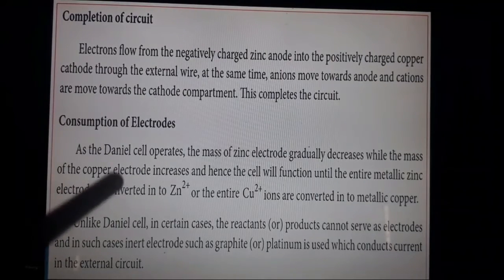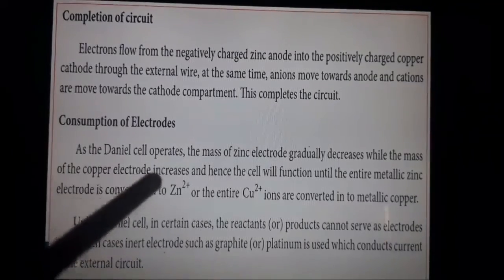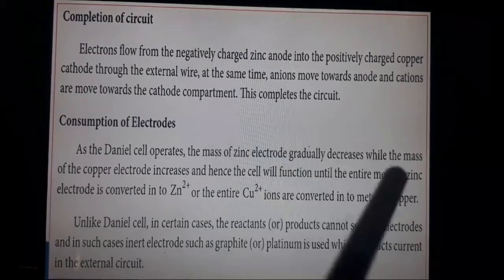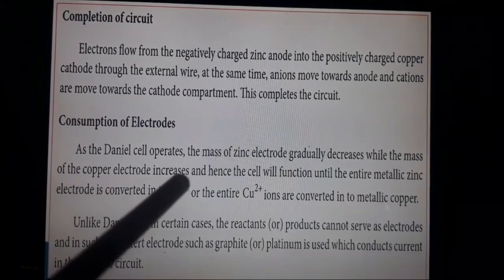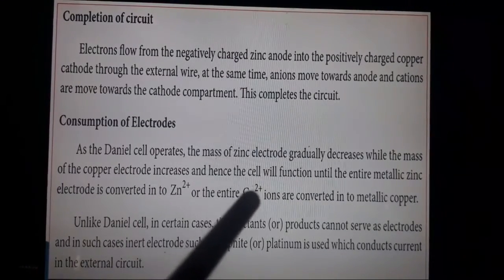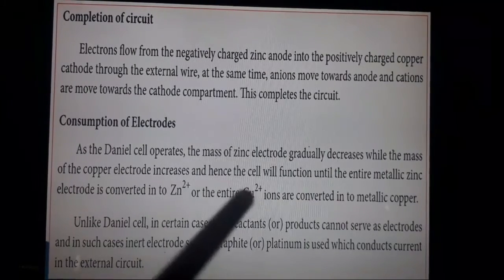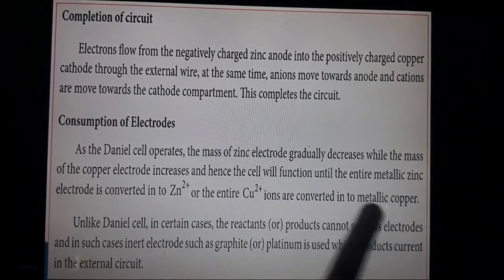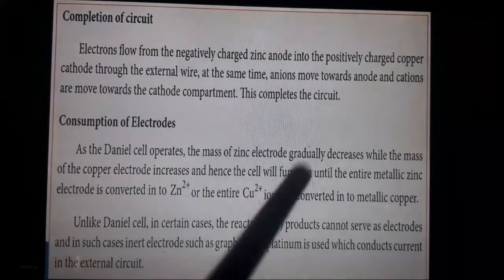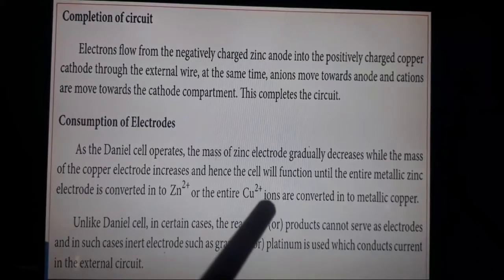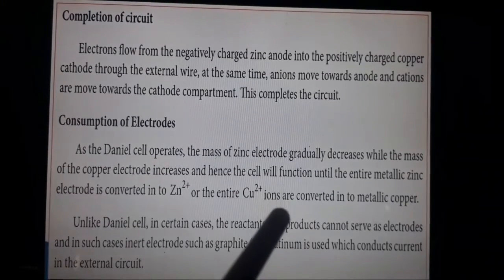The consumption of electrodes. In the Daniell cell, the zinc electrode gradually decreases. I already told you that the mass of the copper electrode increases. So the metallic zinc electrode is converted to zinc 2 plus, and copper 2 plus ion is converted to metallic copper. This is the reason for the reducing size of zinc and increasing size of copper.